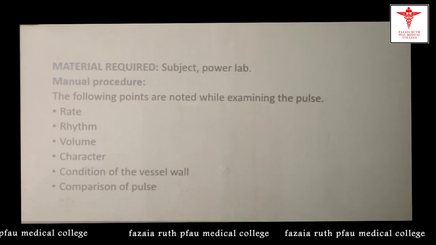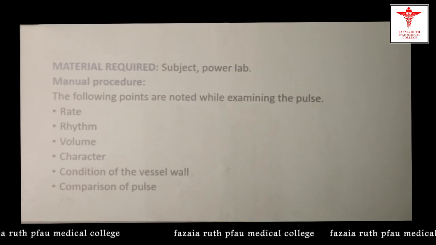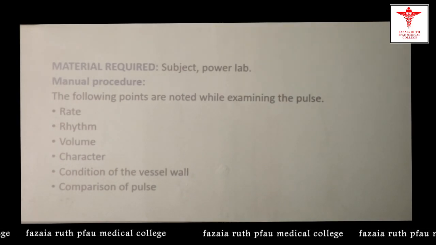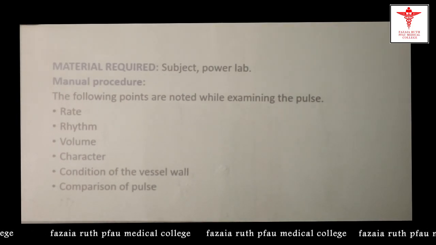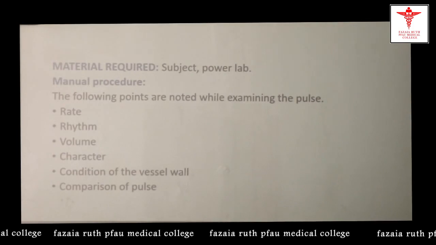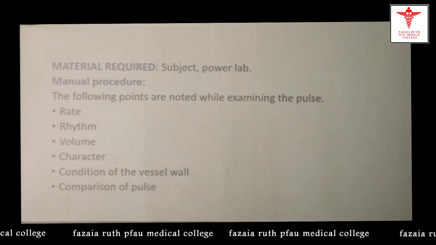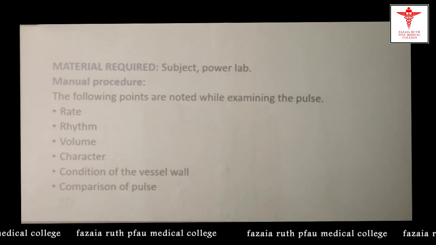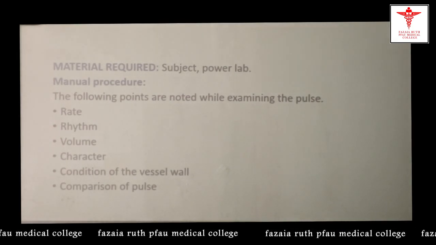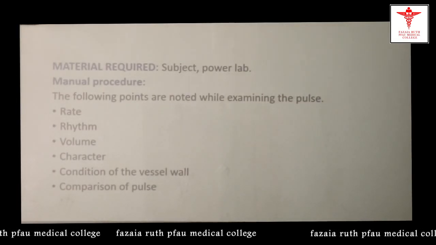Now come to the comparison. In comparison of the pulse, we will compare different pulses simultaneously. Like we will compare the pulsation in the right and left radial artery, and then we will compare the radial pulse with the carotid pulse, and then we will compare the radial pulse with the femoral pulse. In coarctation of the aorta, the femoral pulse is delayed as compared with the radial and carotid pulse.